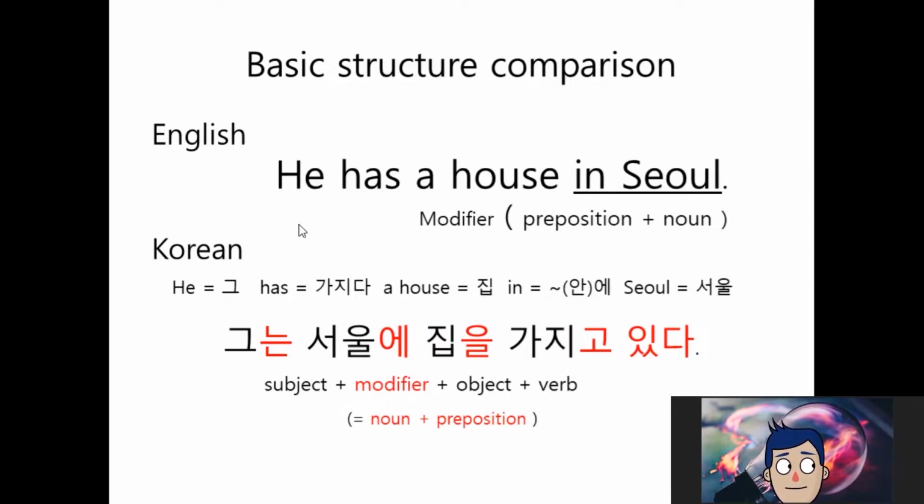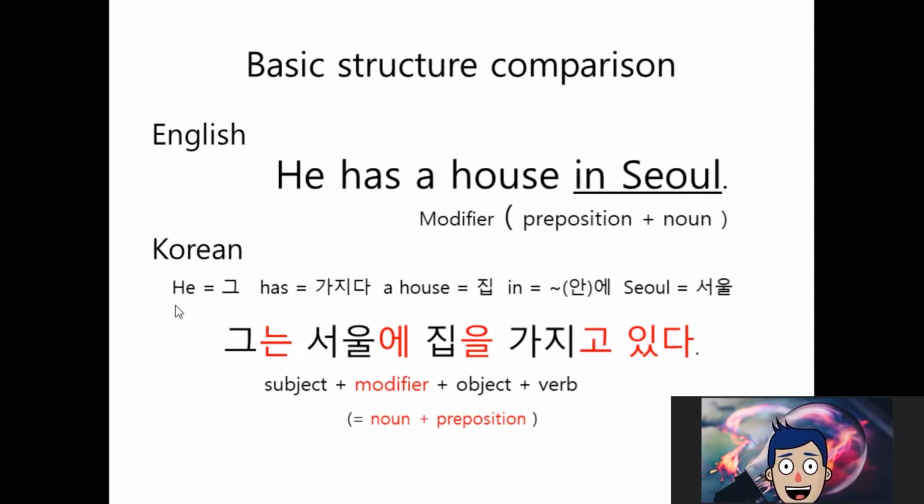Okay, here, English structure is same. So, subject, verb, and object. So he has a house. But what I really want to focus on is in Seoul. In Seoul, in total, is a kind of modifier. And we can divide in Seoul into two parts. One is in preposition, and Seoul is noun. Okay? In Korean sentences, this order is a little bit different.